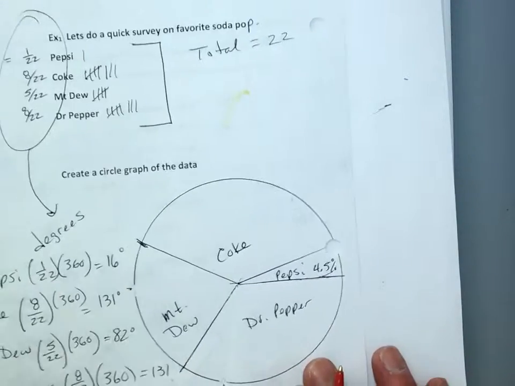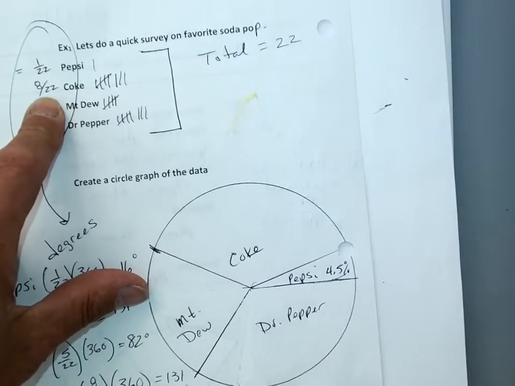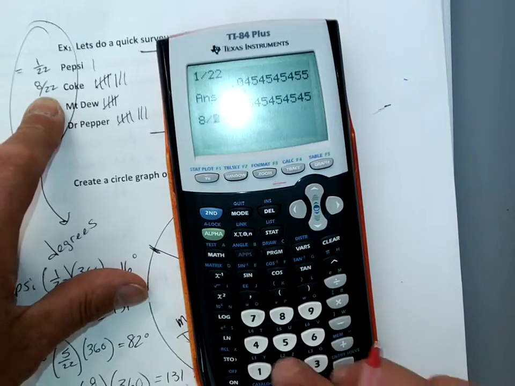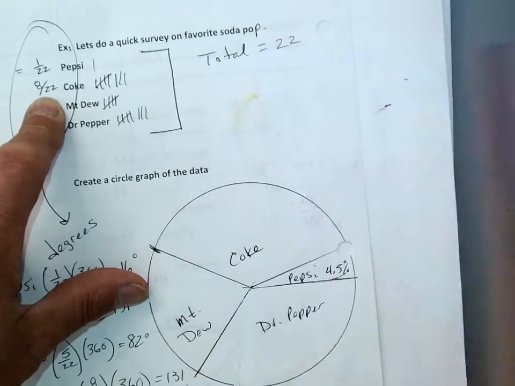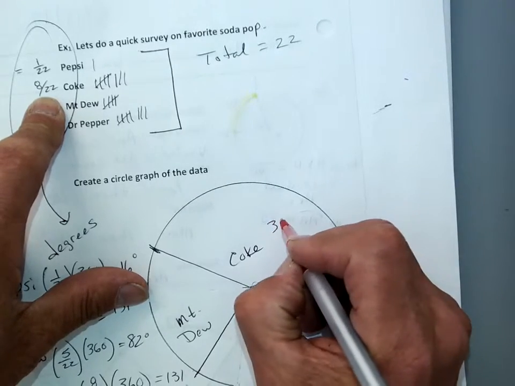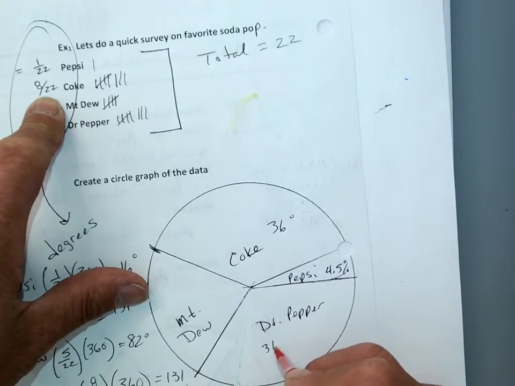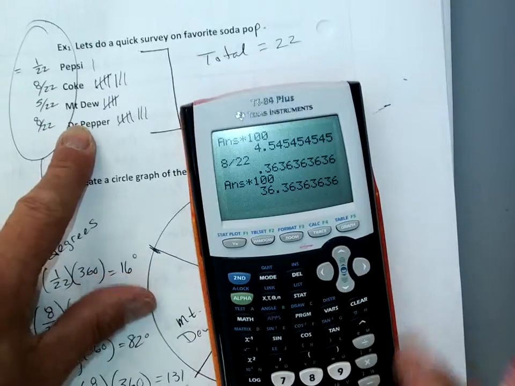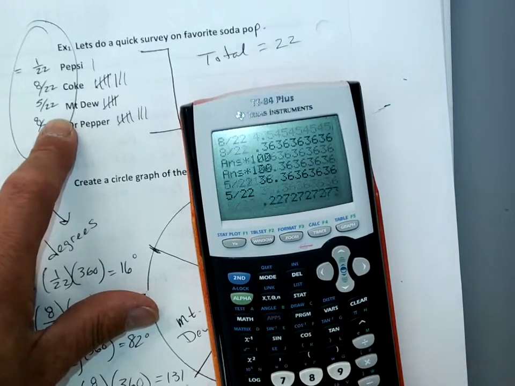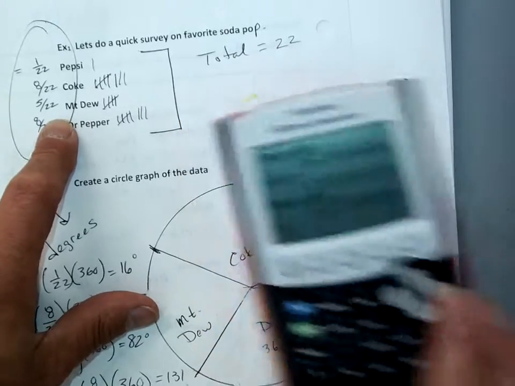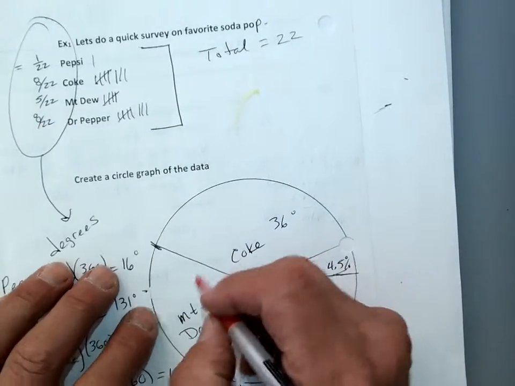Okay, Coke, 8 out of 22. Okay, and I multiply that by 100, and I get about 36%. Yeah, 36%. Mountain Dew, I'm going to go 5 divided by 22, right? And multiply that times 100. And I get about 23%.